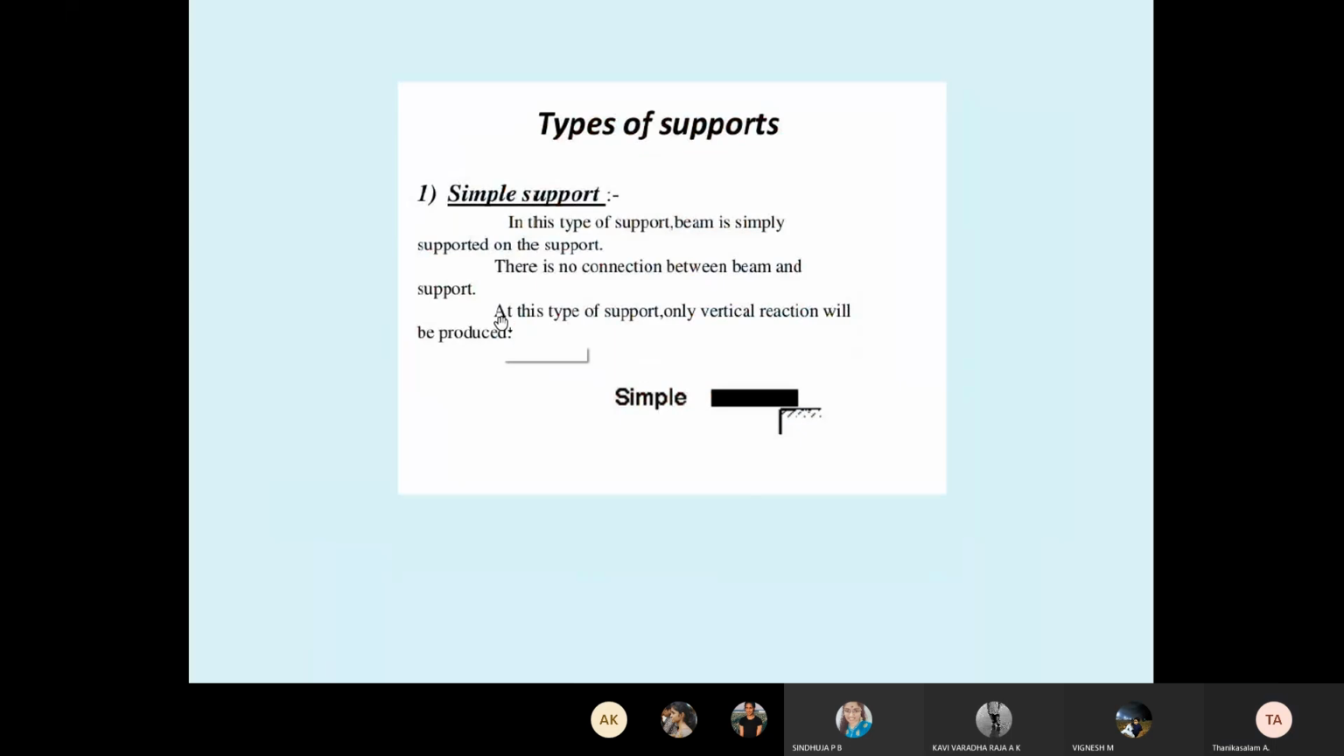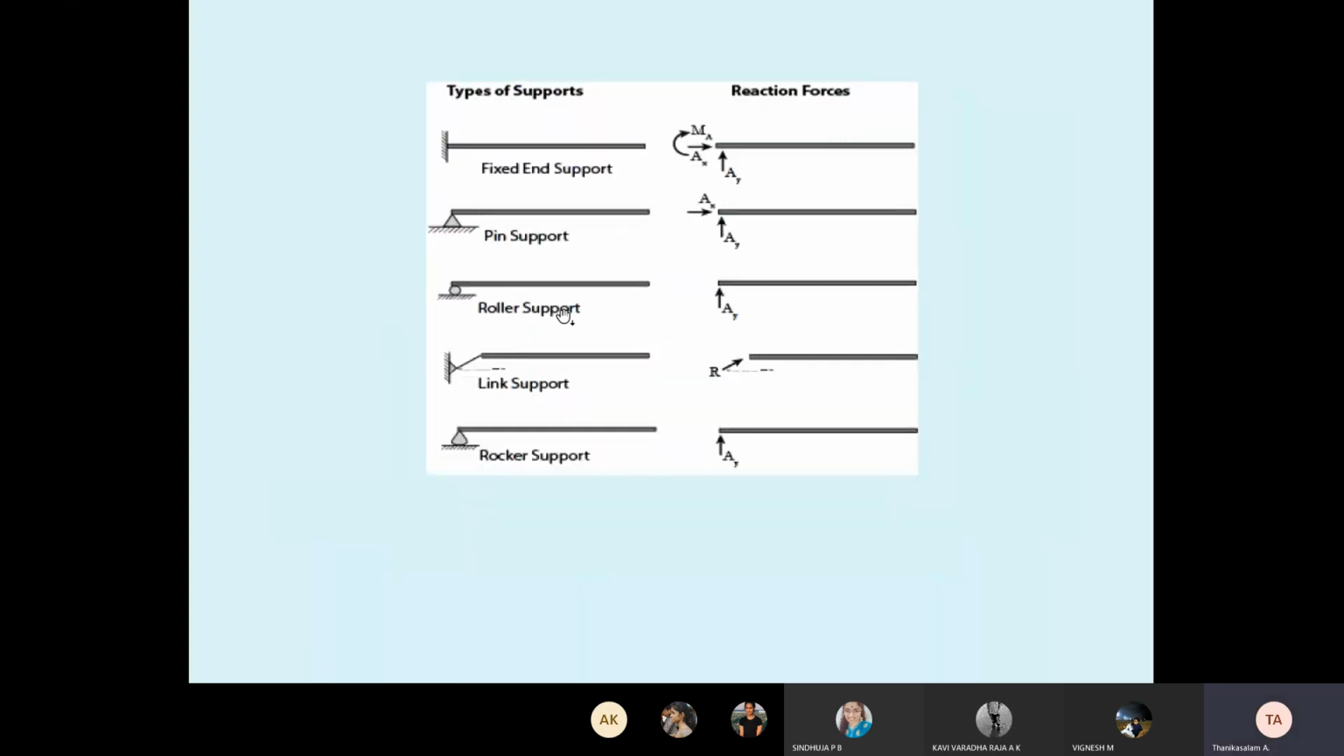Then pin joint. Pin, the other name is hinged joint. The girls are wearing a stud on one side. That's called a pin joint. For a real-life example, you can see many bridges. I will show some pictures next class. Pin means connected by using a small stud. That is a pin joint.